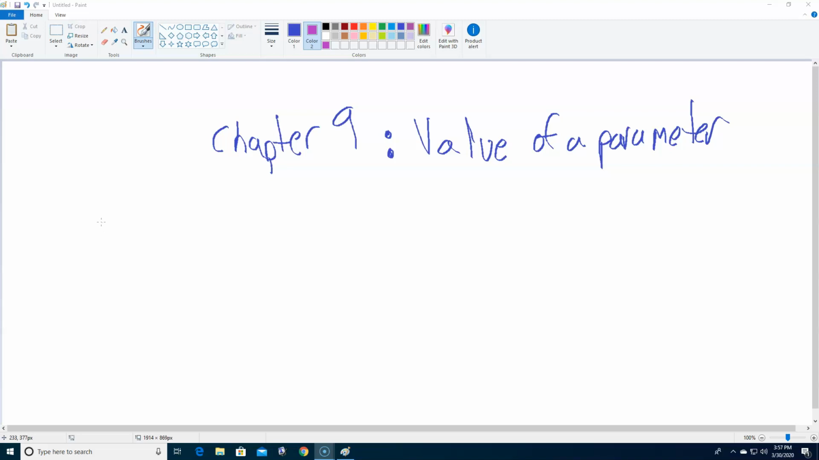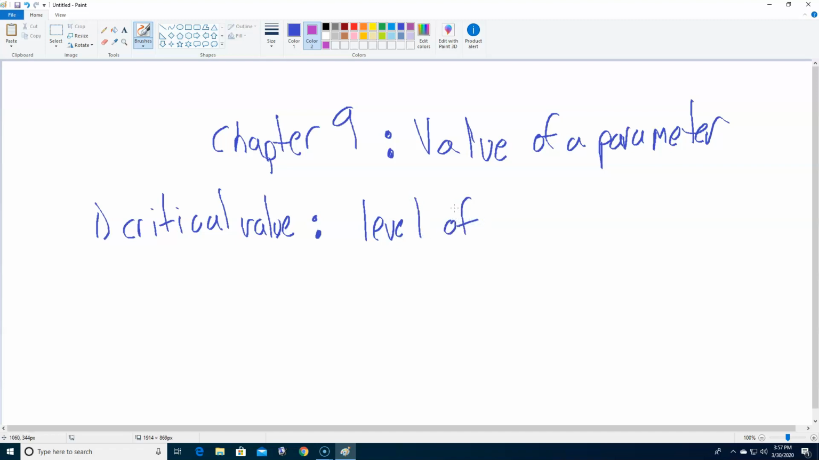Chapter 9, Section 1. Let's start off with a little bit of notes. So first thing we're going to talk about is the critical value. For this critical value, they're going to give you some level of confidence. Basically, this is how confident they are about the test that they're about to run.